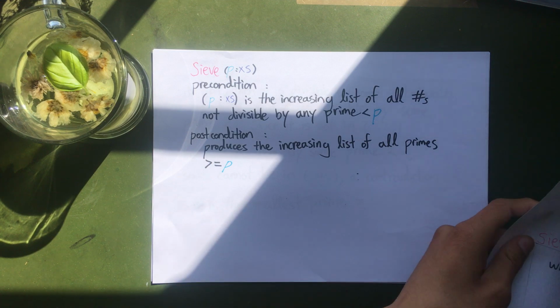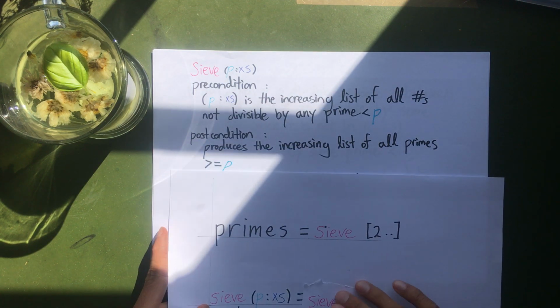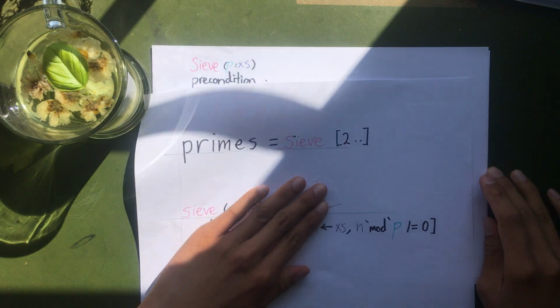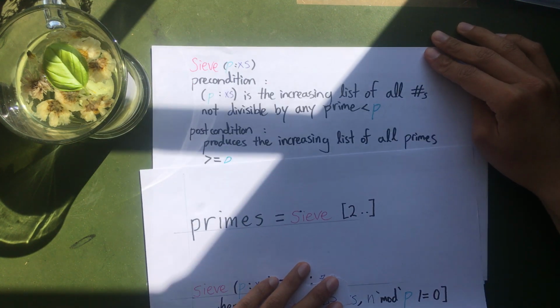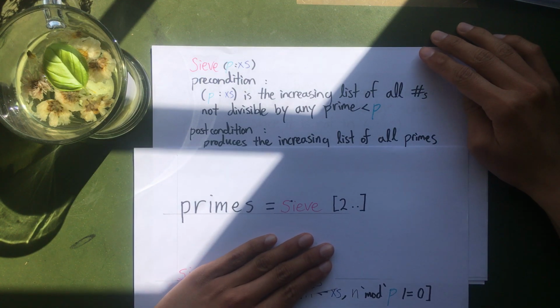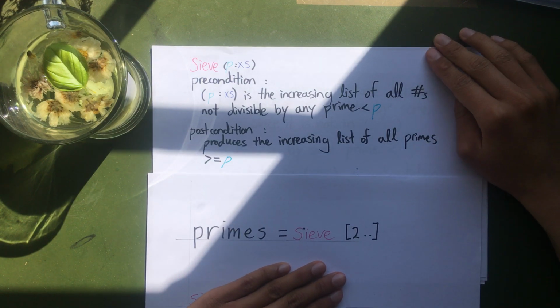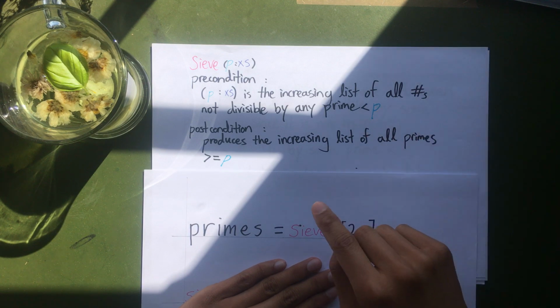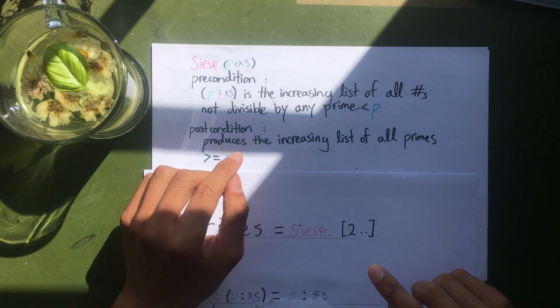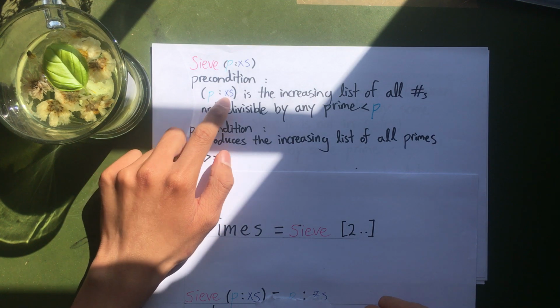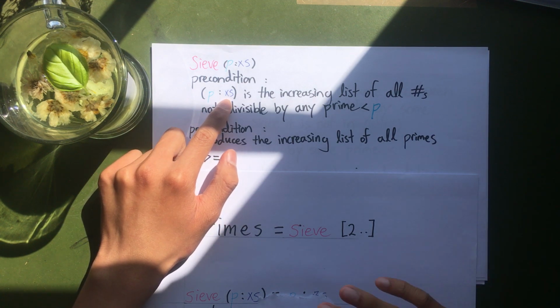And if we look at our original formula, we have sieve of the infinite list starting from 2. Let's see if, in theory, that should produce the right thing. So if we look at the infinite list starting from 2, p is going to be 2, and x's is going to be 3, 4, 5, 6, etc.